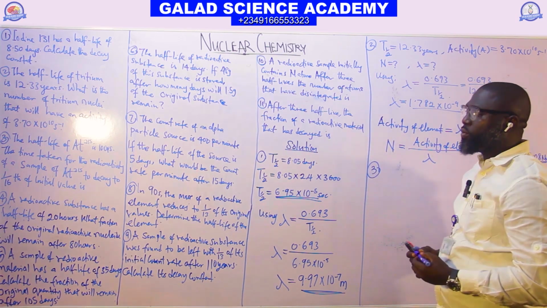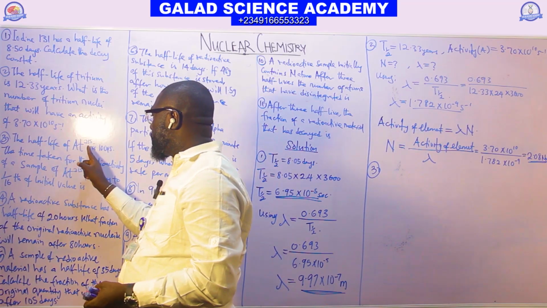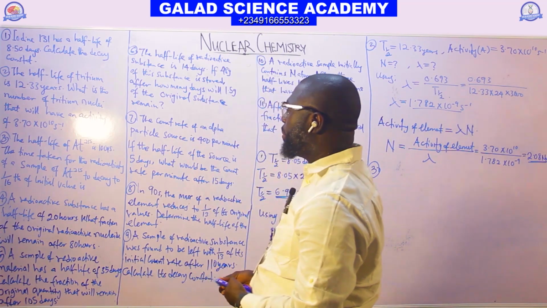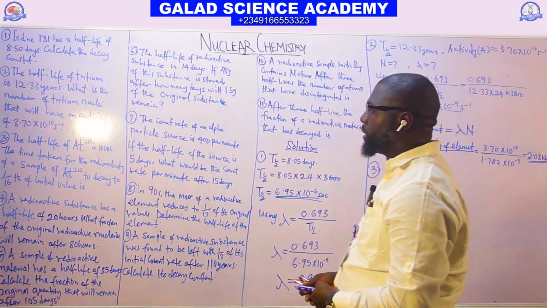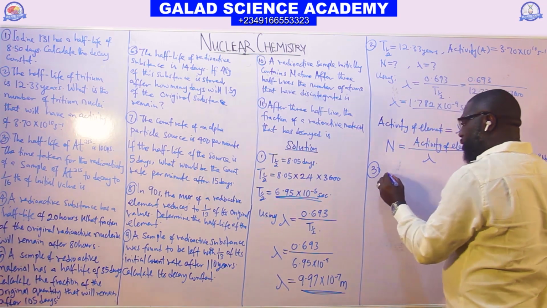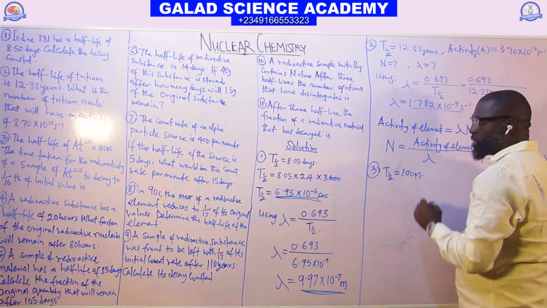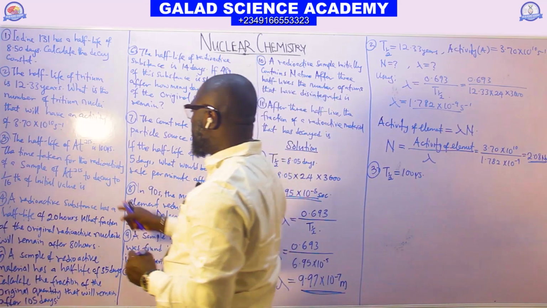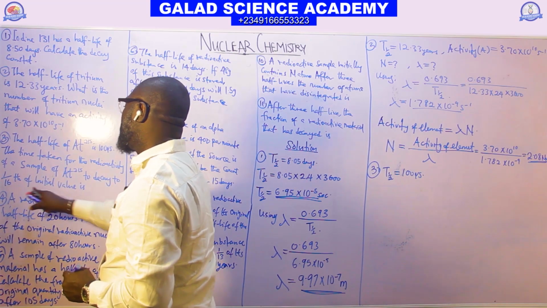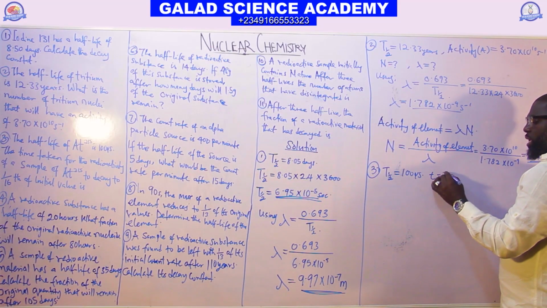Let's check question number 3. The half-life of astatine-215 is 100 microseconds. So we are given that the half-life here is 100 microseconds. The question asks for the time taken for the radioactive sample to decay to one sixteenth of its initial value. We are looking for small t.